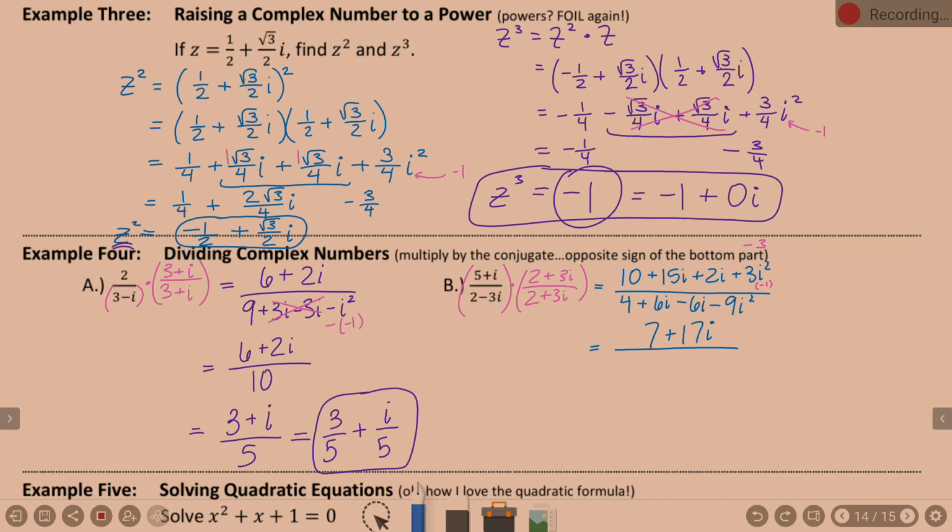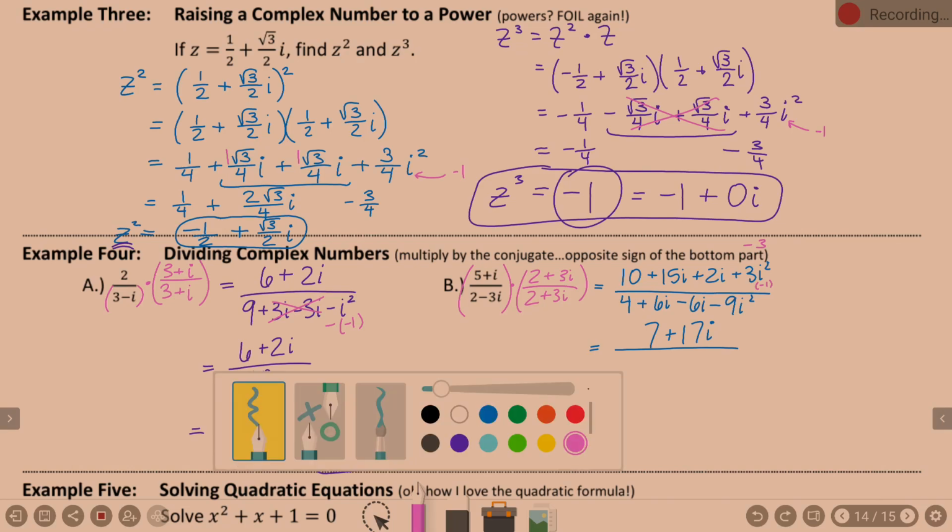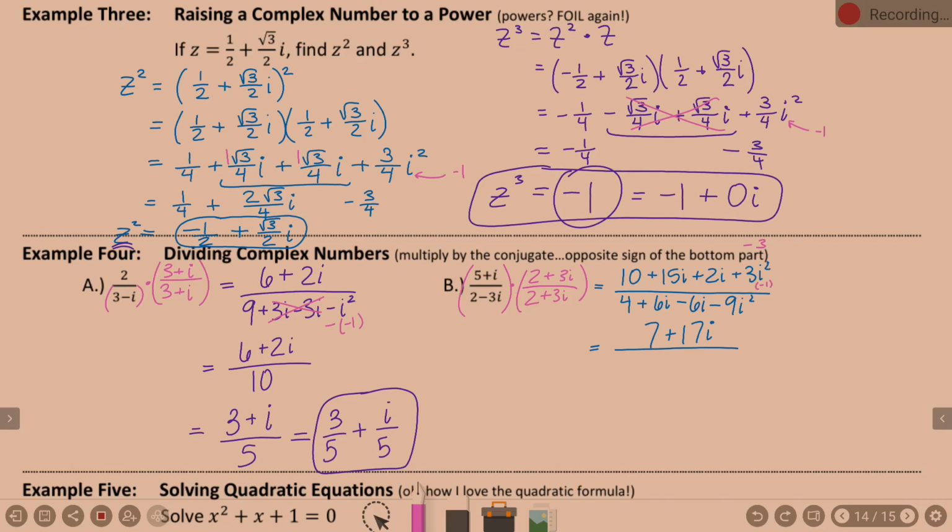What about that denominator? Cancel out the i's and then multiply -9 by -1. So minus 9i squared becomes plus 9, if you will. So my denominator becomes 13. Okay. If I'm going to express this as two fractions, how am I going to write this?